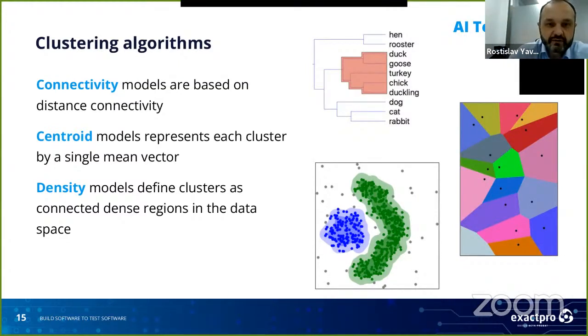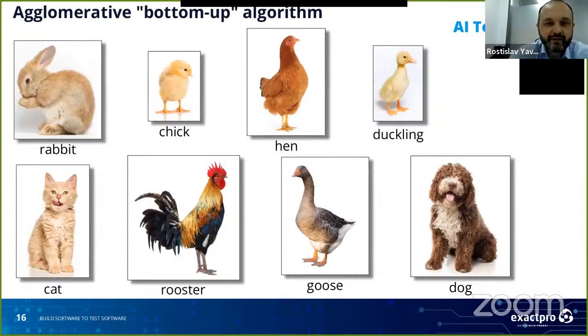So let's see a funny and simple yet important example of an agglomerative bottom-up algorithm. So this is our data set. I try to be simple, but in real life, you never have a data set of 8 elements. Much more typical is to have 8,000 or maybe 8 million. But okay, for this lecture, we have a data set of just 8 elements. You have rabbit, chick, hen, duckling, dog, goose, rooster, and a cat.